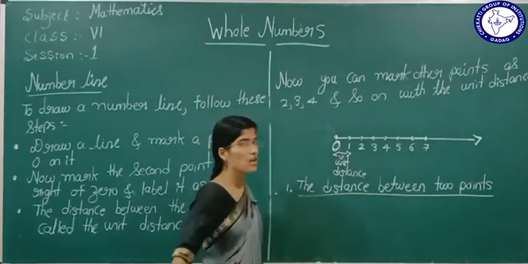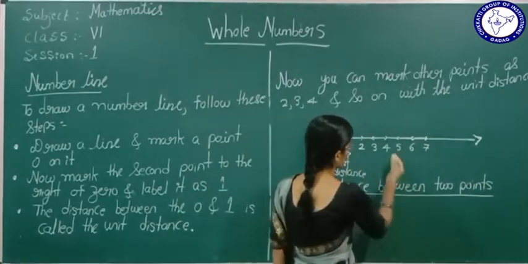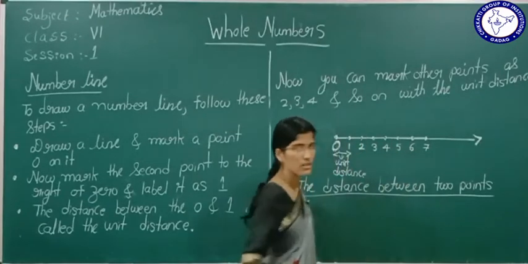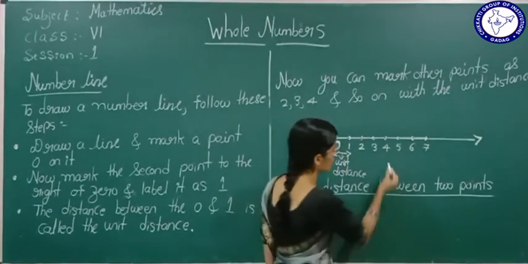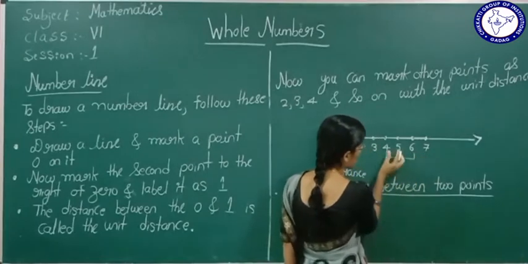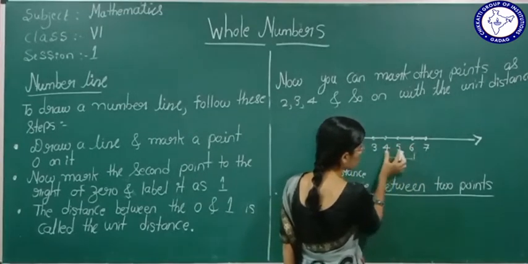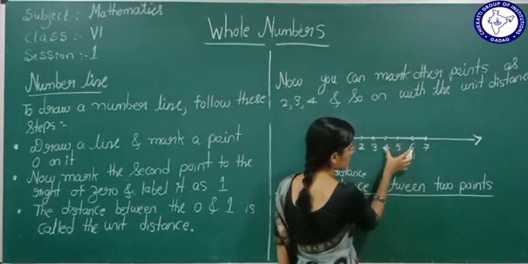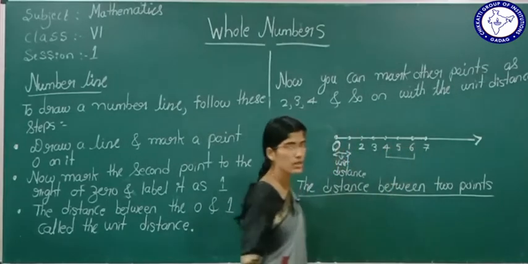Now see, what is the distance between 4 and 6? Tell me, what is the distance between 4 and 6? It is 1, 2, 2 units. The distance between 4 and 6 is 2 units.